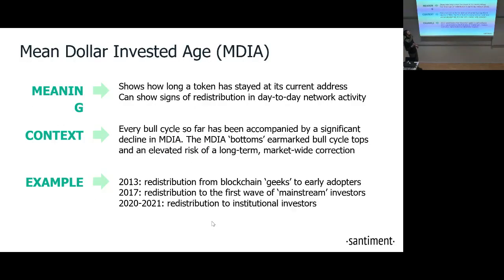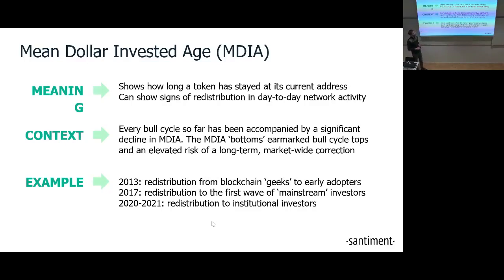All right, so I'm going to start with something that we have developed exclusively at Santiment. It's called the mean dollar invested age. And although it's a little bit of a mouthful, I'll try to explain it to the best of my abilities, and then feel free to ask me any follow-up questions. But I think it's a good macro indicator to give you a sense of how we use on-chain data to try and visualize what is going on with cryptocurrencies and their network from a macro perspective.